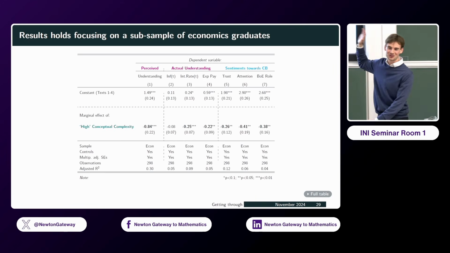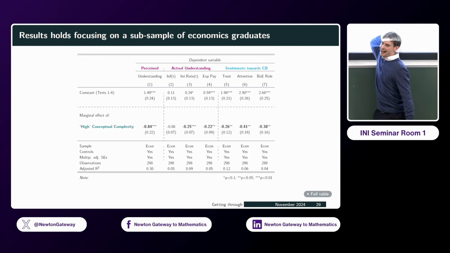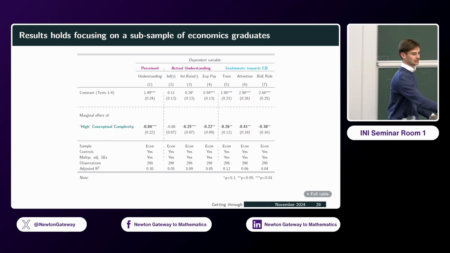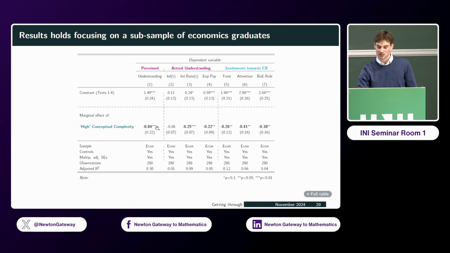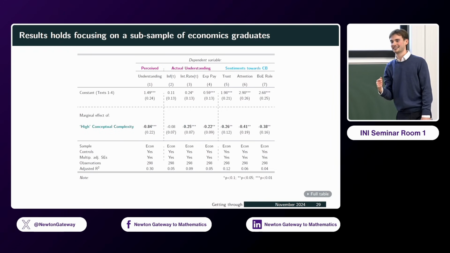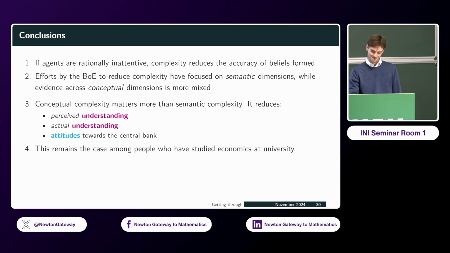Sorry, this is a table. I didn't want to present a table, but this table basically tells us that at high degrees of conceptual complexity, maybe I should highlight it with my mouse, we get these negative effects across people's perceived understanding, actual understanding, and sentiments towards the central bank. So that's people who have economics degrees. This stuff matters even for them, so even potentially for experts.